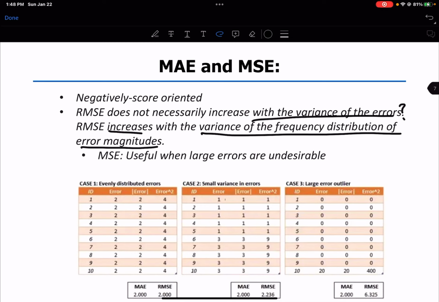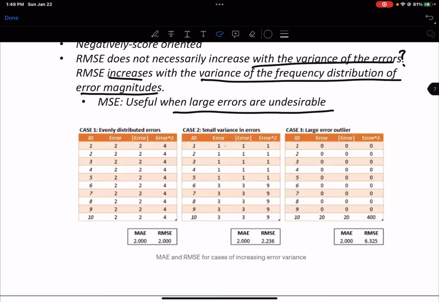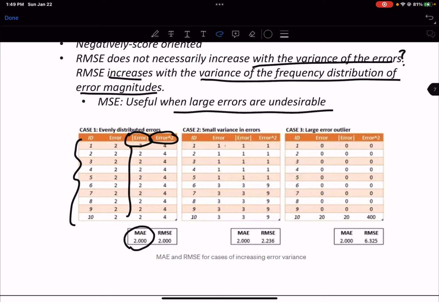So we can use the squared error when large errors are undesirable. Here is an example. In the first case, we have evenly distributed errors. We can see here, this is our sample number and this is the error estimate. The second column is the error estimate. Third is the magnitude or absolute error, and the fourth one is the squared error. We can see that the mean of all these errors is 2 for absolute error, and for the squared error it is the same, 2.